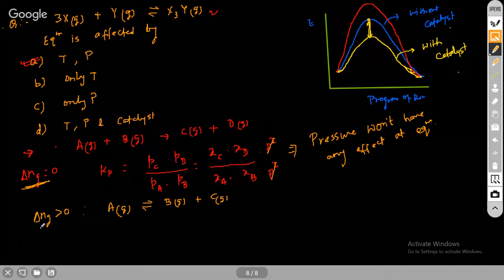Now suppose del Ng is greater than 0, so in short, I'm writing down the Kp expression because I hope you have got it already. So Kp expression will be the mole fraction of B into mole fraction of C divided by the mole fraction of A, into total pressure will be there, because in the numerator we have P square and here we have P. Is it clear? This one, the second one, is it clear? Tell me.